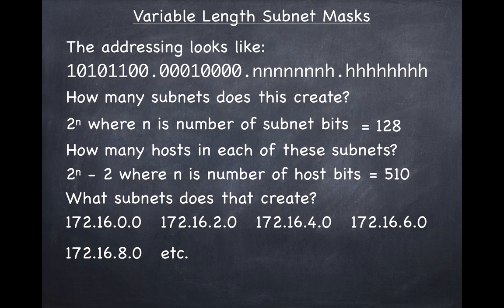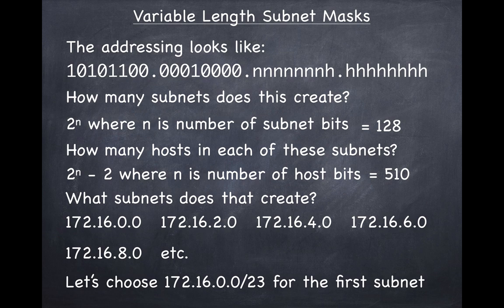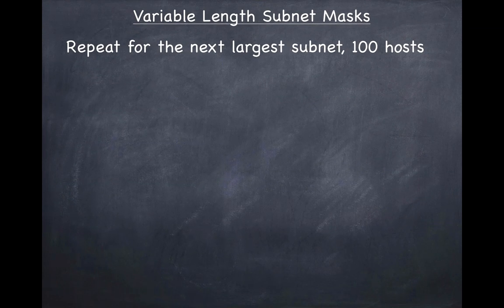So what we want to do when we're doing this is we always use our first subnet for the largest value we're solving for. So it's going to be a slash 23, and we're going to start with 0.0. So next what we do is we repeat this for the next largest subnet in our list, which in this case needs to be 100 hosts.